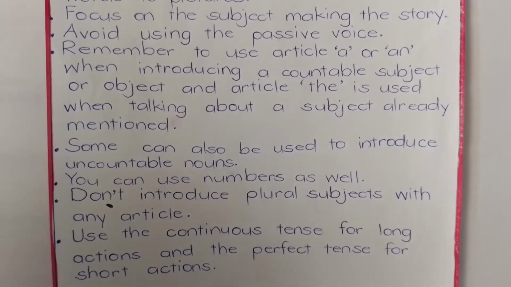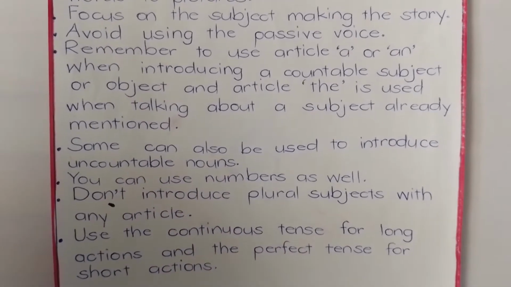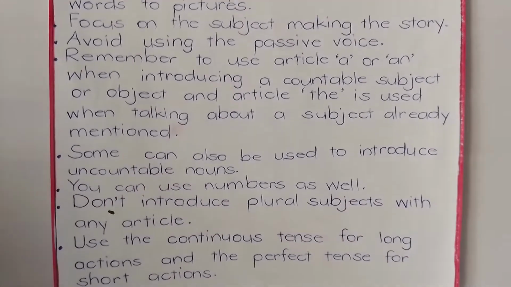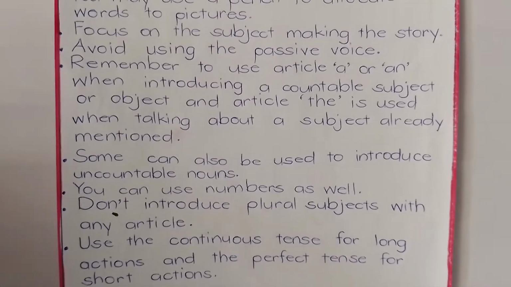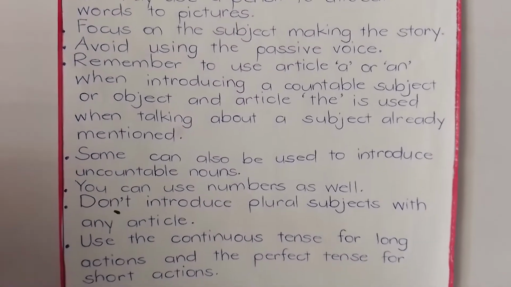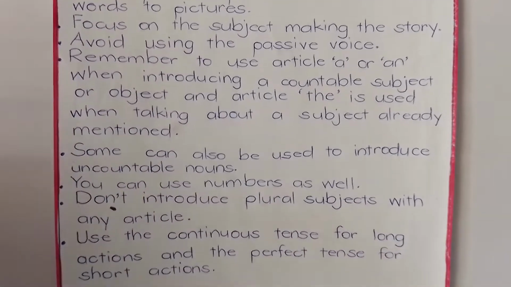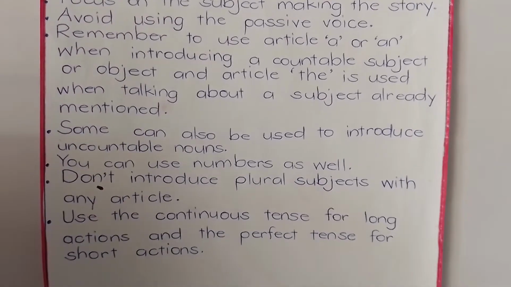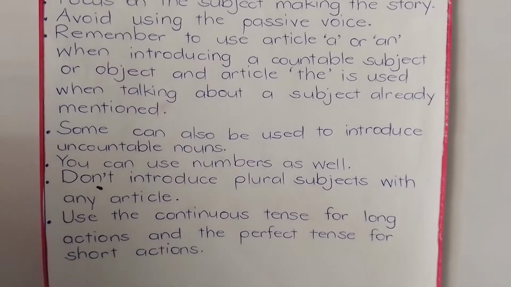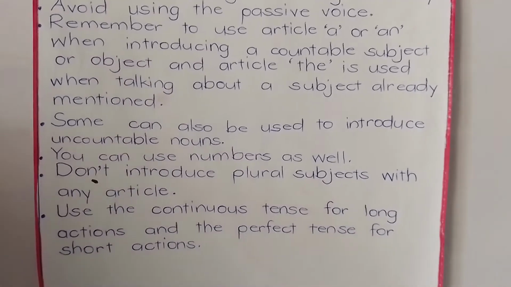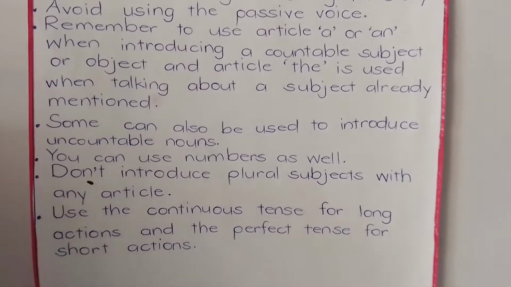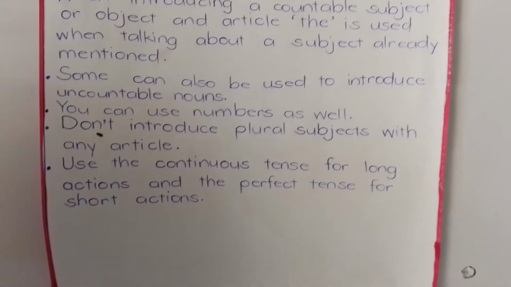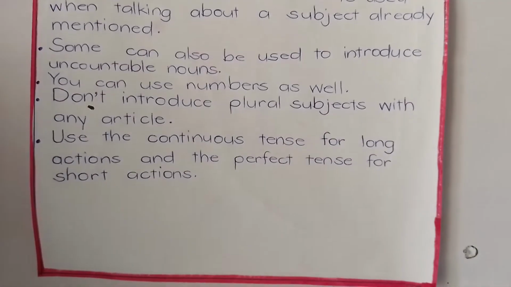Then we use the article the when talking about a subject or an object which has already been mentioned. For instance, if you talk about the subject in the first picture and that subject appears again, when you talk about that subject another time, you will have to use the article the. The will be used to talk about that particular subject or object which had already been mentioned in the previous pictures.